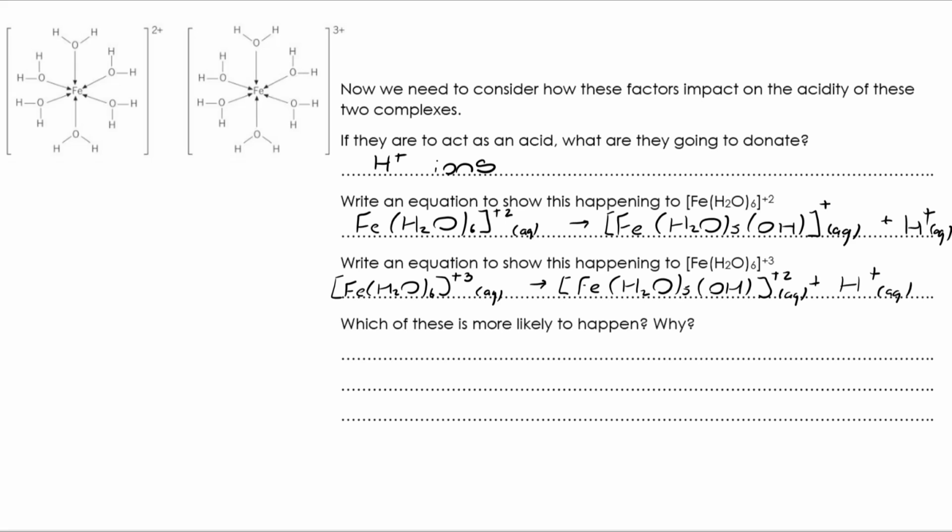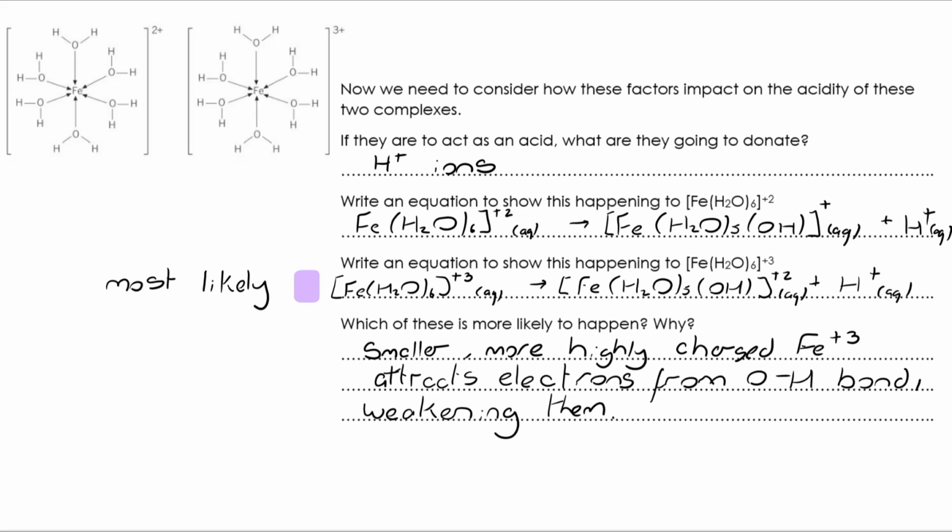Which of these is more likely to happen and why? This is the most likely one, the Fe(H2O)6 3+. And the reasoning behind it, it's really important that you understand. So let's try and break it down a little bit. The Fe 3+ is smaller and it's more highly charged. So what that means is that it can actually withdraw electrons towards itself, and part of that involves attraction of electrons from the OH bonds themselves. And if those electrons are moved away from there, that essentially weakens those bonds.